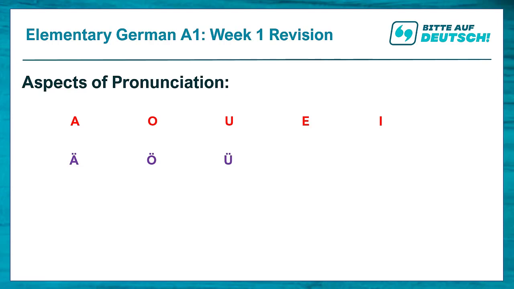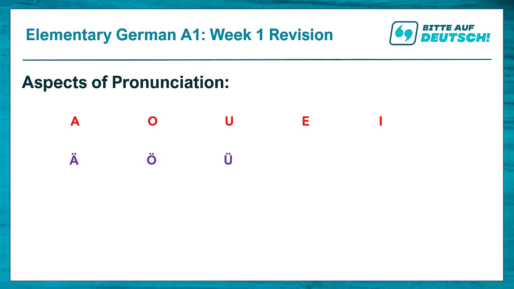It is actually the basic vowels A, O, and U, but with 2 dots on top of them, which slightly change the way in which they are pronounced. We speak them like Ä, Ö, Ü.